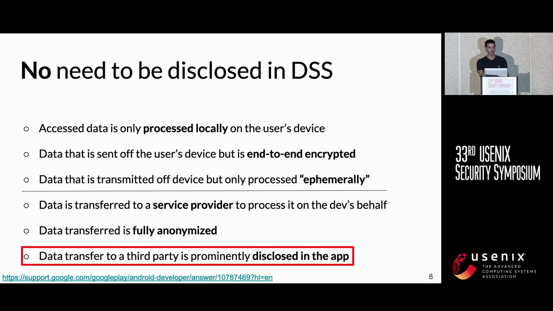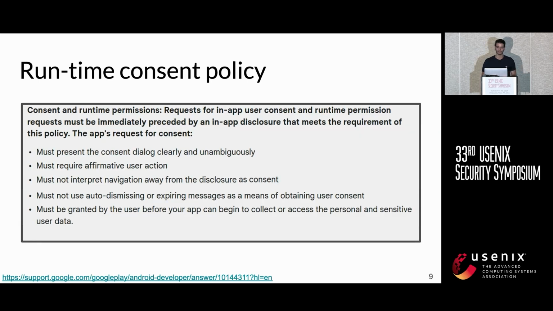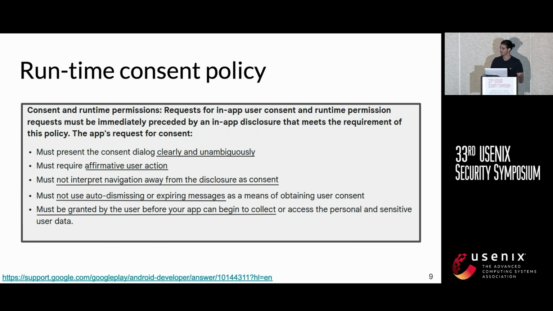A runtime consent dialog is a form that appears at runtime of the application, and it's like a GDPR banner, providing information about what data are going to be accessed and what data are going to be shared. And it has its own policies. For example, a runtime consent dialog has to be clear and transparent, must require affirmative user action, and must be granted by the user before the app starts its data collection.